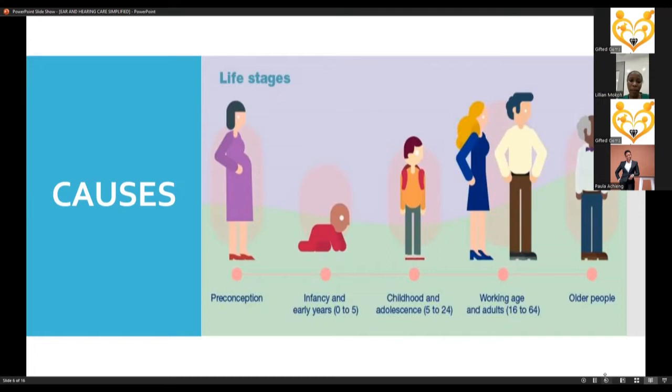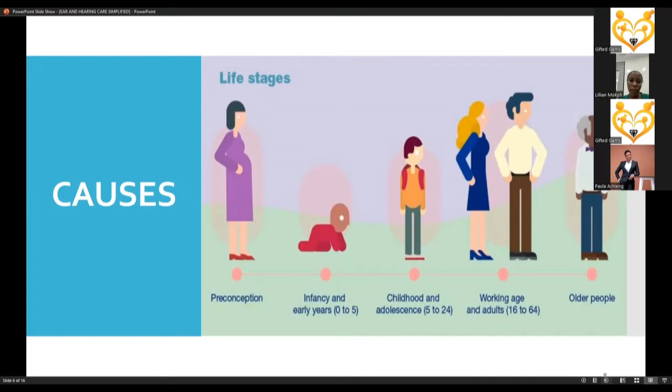At that stage, you have children who are usually quite delicate because they're just new into the world, and there are several things that can affect them. The most common thing that affects children at this age and causes them to have a problem with hearing are infections.